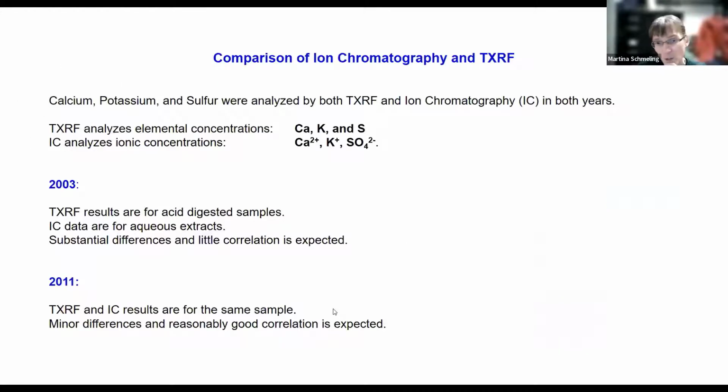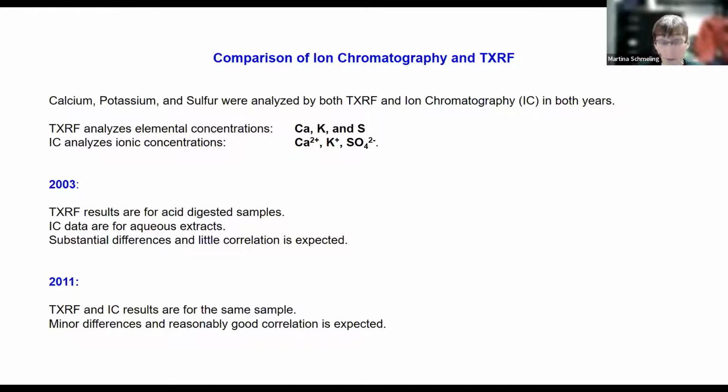So the last thing I want to talk about now is the comparison between ion chromatography and TXRF, because this study provided a unique opportunity to actually validate the data we get with each method, to just compare them and see: are we in the same ballpark? Are there differences or not? And the reason is that 3 of the species we measured were analyzed by both TXRF and ion chromatography in both years. Calcium, potassium, and sulfur were the ones.